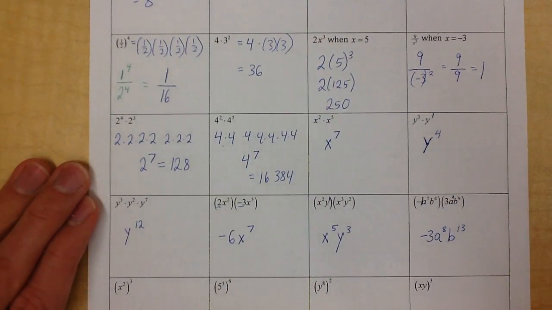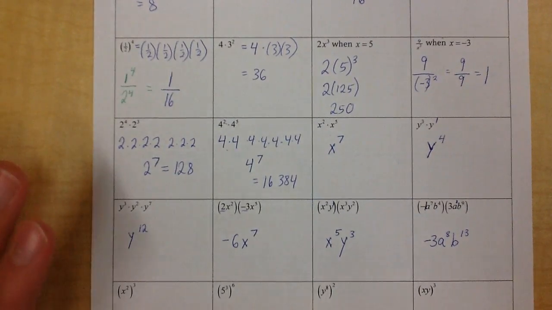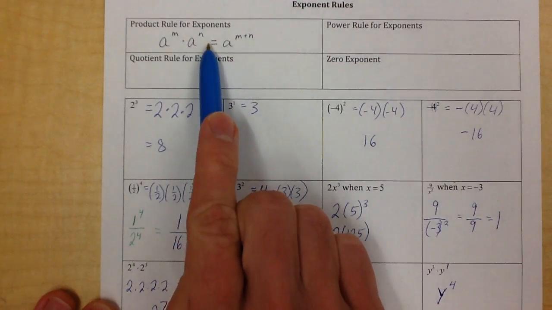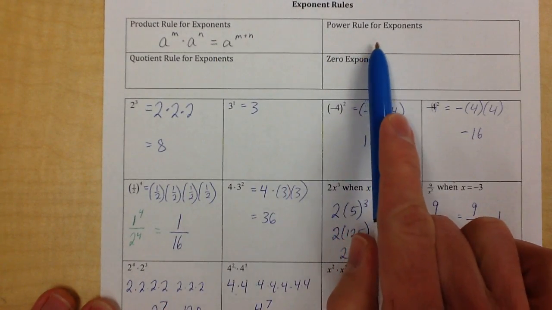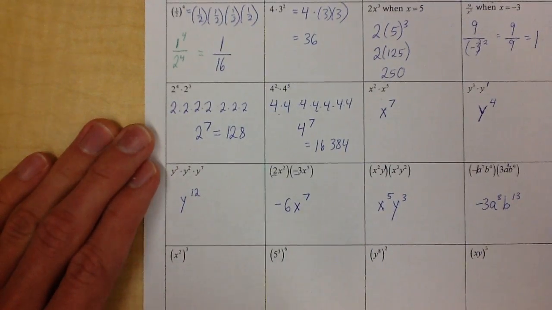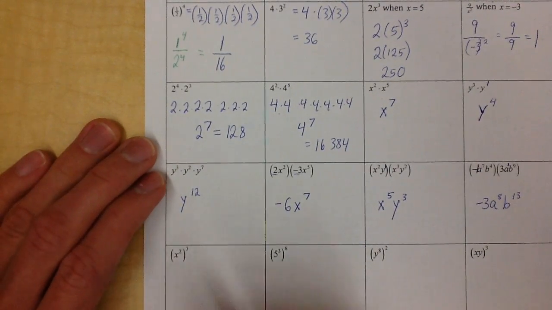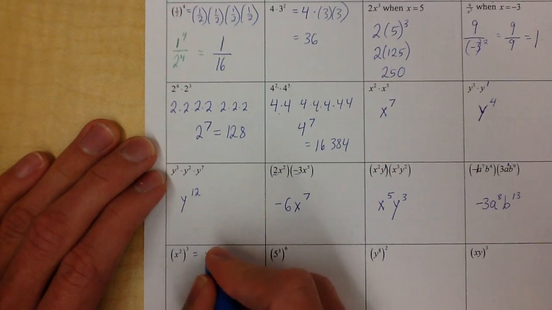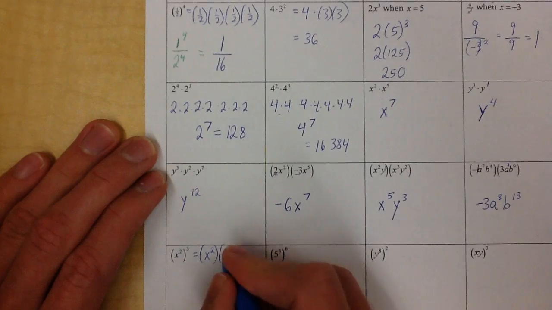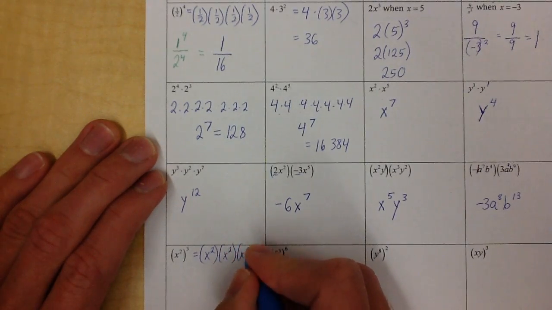Okay, that pretty much wraps up the first rule, the product rule for exponents. This next one is going to hit on the power rule for exponents. We have x squared to the 3rd power. What in the world does that mean? Here's what it really means. It means I have x squared, but I have 3 of them. So I have this one, I have this one, and I have this one.